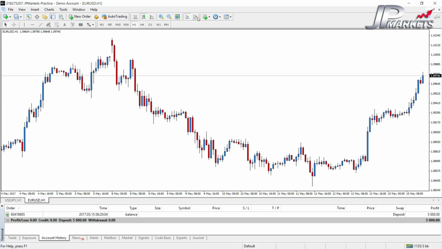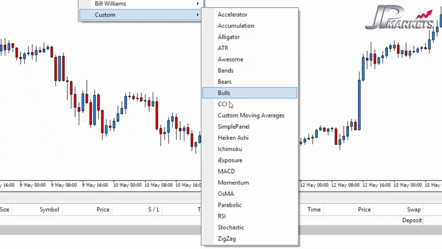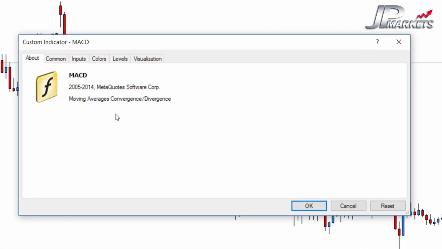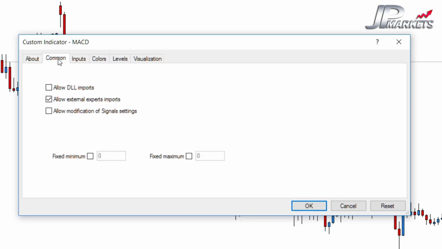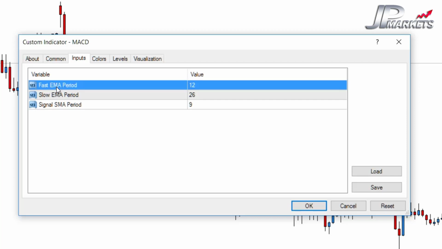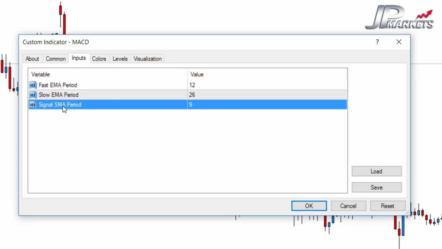And I'm going to add the MACD. You will find it under Indicators List, Custom, MACD. It starts off with the About tab that we don't really need. Nothing needs to be changed in Common. Inputs are the different periods that you're going to be using for the MACD. We find that the default settings of 12, 26 and 9 work fine, so we don't need to change them. Just take note that it is a fast EMA for the 12, a slow EMA for the 26, and the signal SMA of 9. I will explain this once it's loaded up.